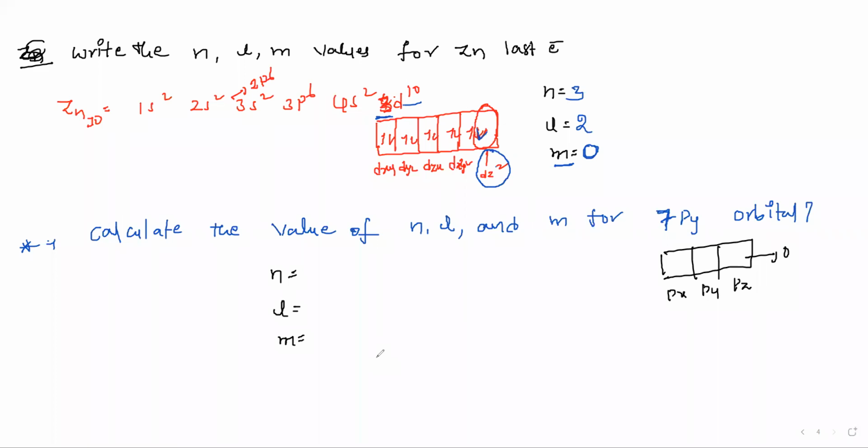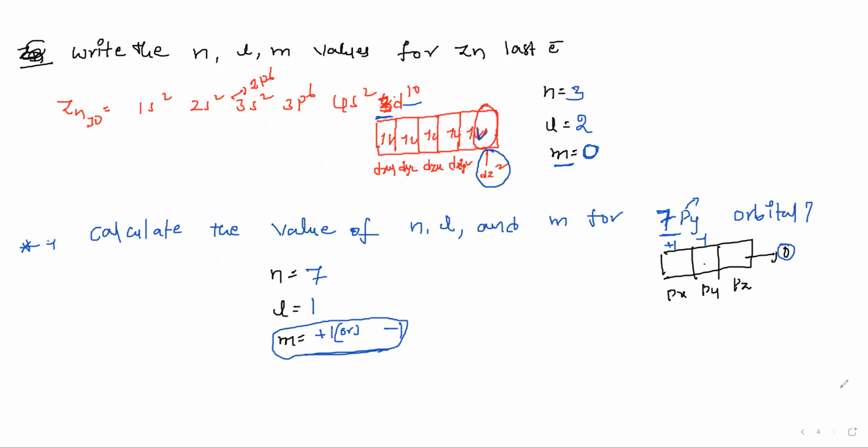M value, how did you get 0, Latika? Actually, listen here. The N value is 7 only. Why? Because it is the 7th shell. And for the p subshell, the L value is always 1. And these electrons are present on Py. Py, it may be +1 or -1. Only pz we take as 0. Remaining we can write as +1 or -1. Okay. I hope everyone understood.